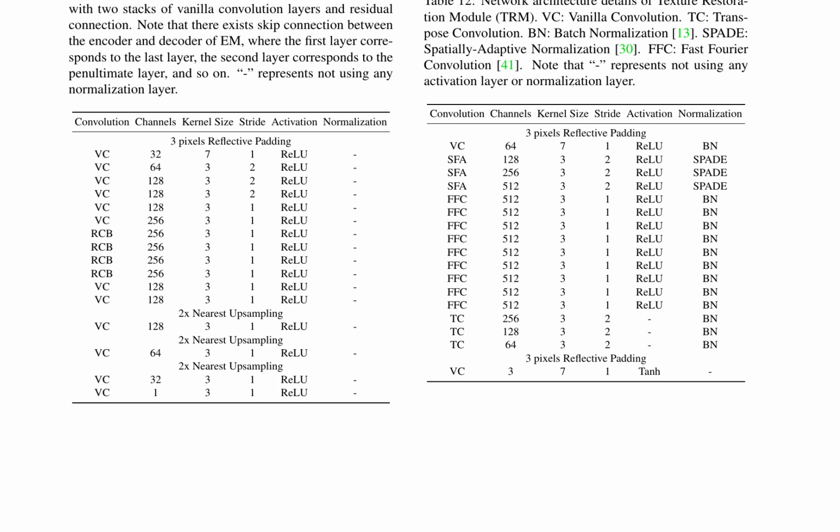The texture restoration module, TRM, in SRN employs a combination of vanilla convolutional layers, transpose convolutional layers, and fast Fourier convolutional layers with ReLU activation and batch normalization. Spatially adaptive normalization is used in some layers. The output of TRM is processed through a final vanilla convolutional layer with tanh activation. These modules are essential components of the proposed SRN architecture, which aims to perform image-to-image translation tasks. The specific architecture designs and normalization techniques employed in each module are critical to the overall performance of SRN.